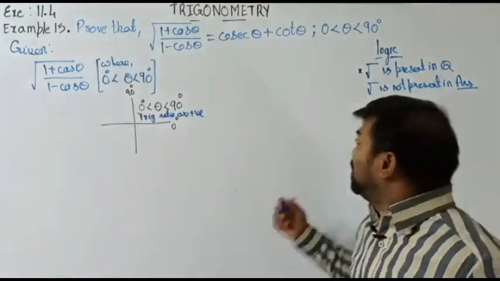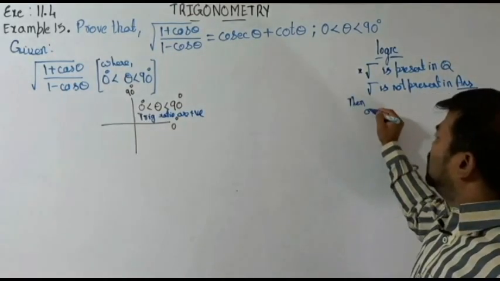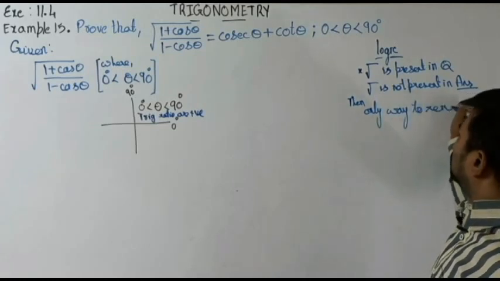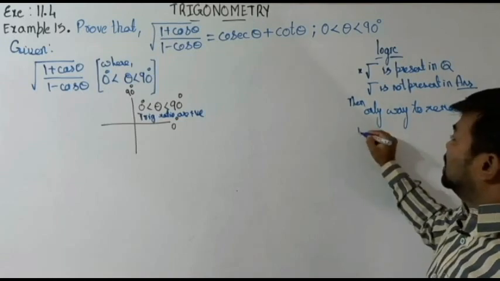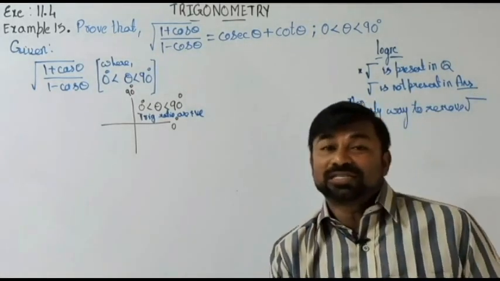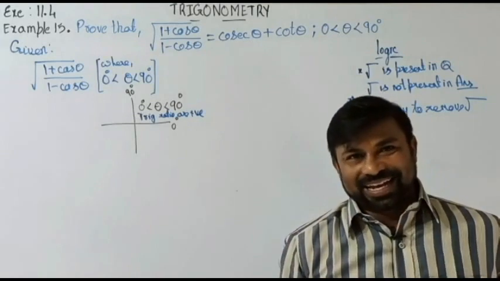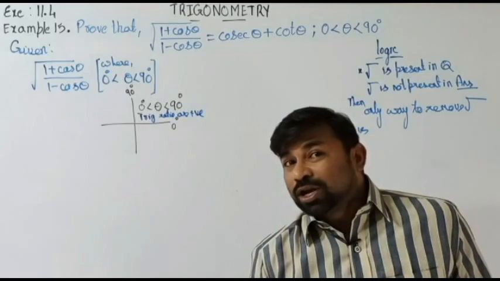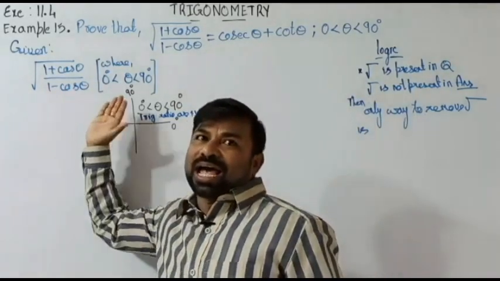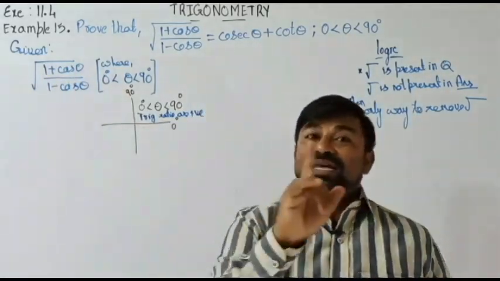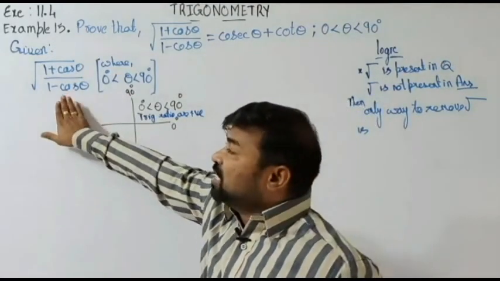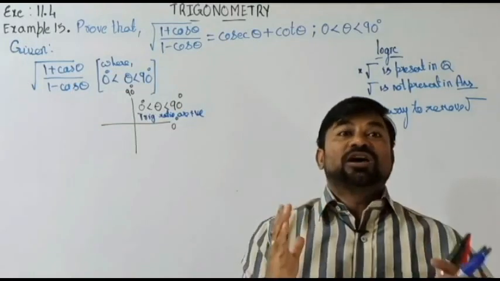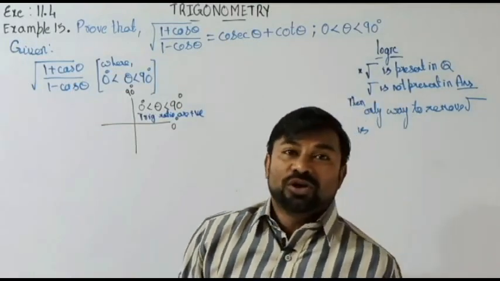So the only way to remove the square root is either squaring on both sides or rationalizing it. When do you do squaring on both sides? When you have two sides, left hand side and right hand side, then we square it on both sides. But here we have only one side. Therefore, the best thing is rationalizing.